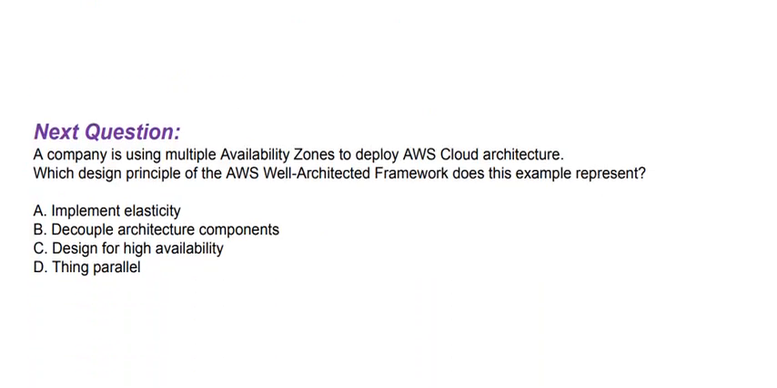Next question is, a company is using multiple availability zones to deploy AWS cloud architecture. Which design principle of the AWS Well-Architected Framework does this example represent? Option A, implement elasticity. Option B, decouple architecture components. Option C, design for high availability. And option D, think parallel. The correct answer is option C.